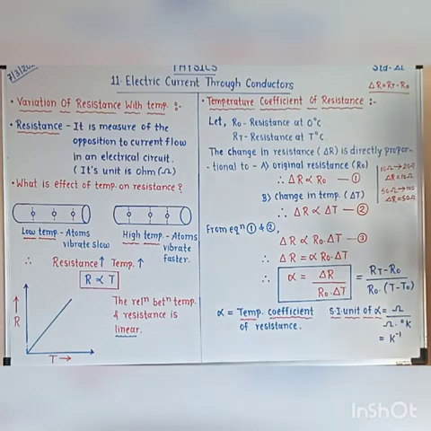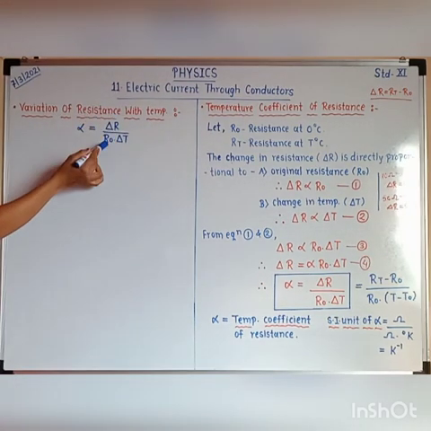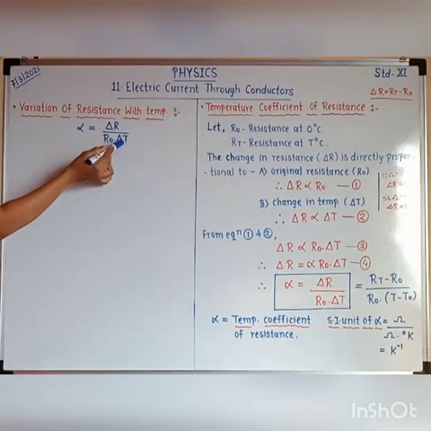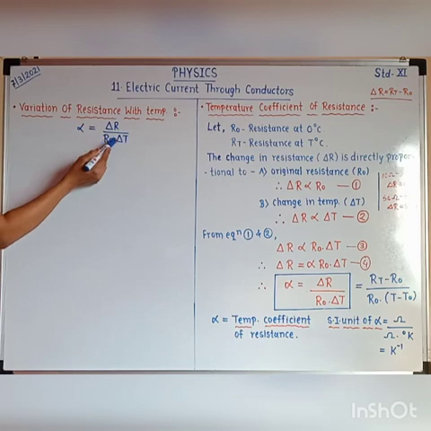So this temperature coefficient of resistance alpha is defined as the fractional change in resistance per unit original resistance and rise in temperature. That is, alpha is defined as the fractional change in resistance, delta R, per unit original resistance, R0, into rise in temperature, delta T.